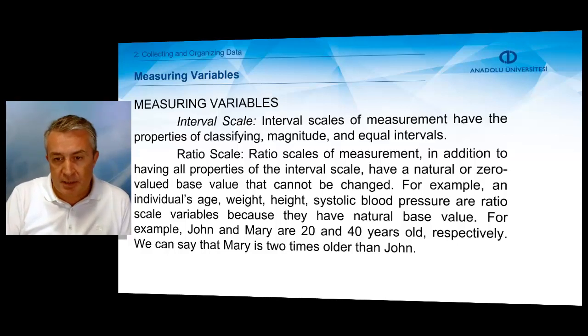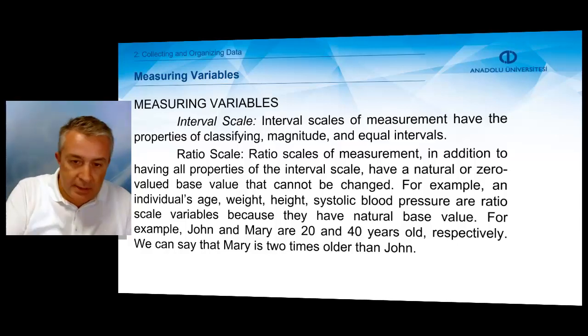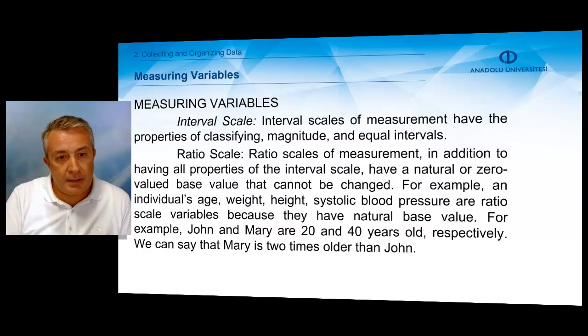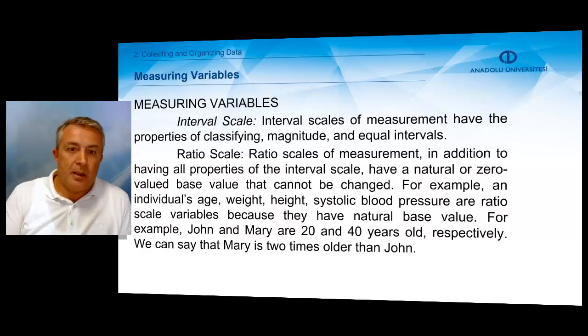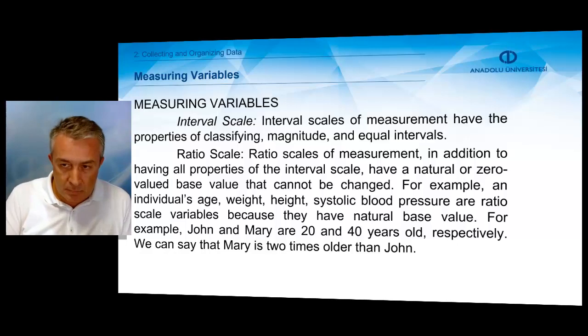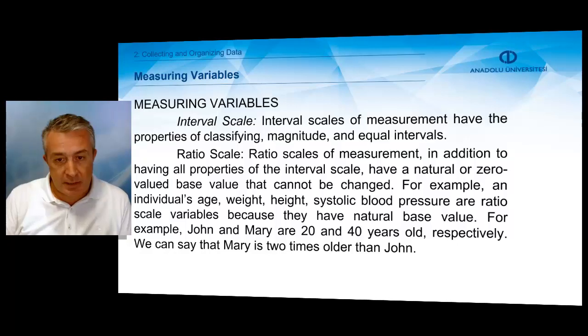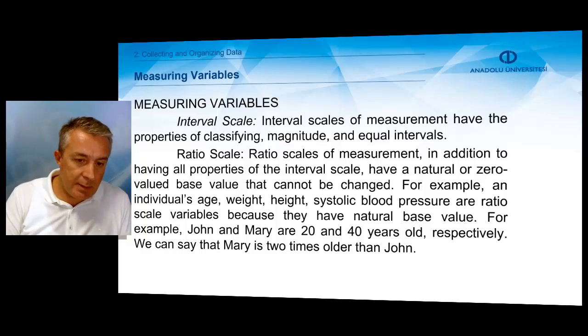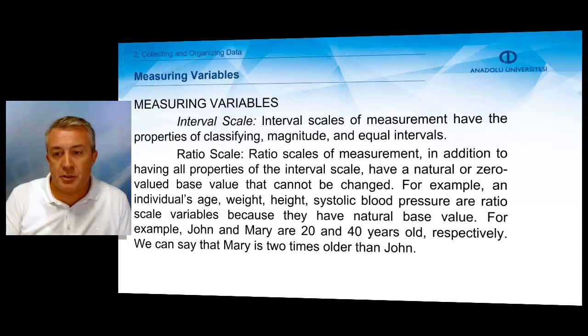And the ratio scale is the most sophisticated, or the most complete, scale of measurement. This time it's like an interval scale, and we have equal intervals. We can measure magnitude. It makes a classification, but at the same time we have a 0 point. What I mean is there is a specific starting point in the ratio scale.